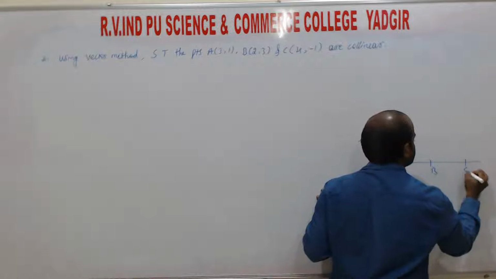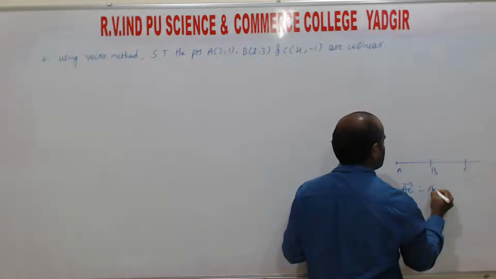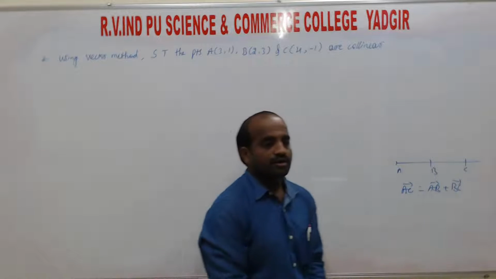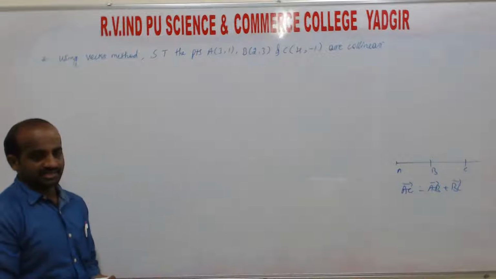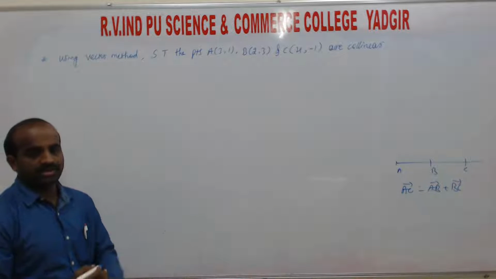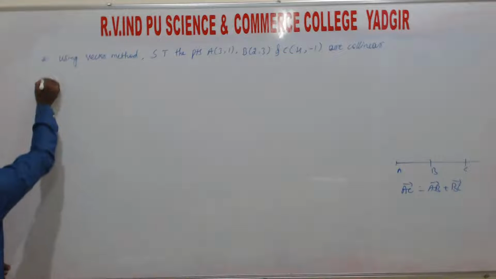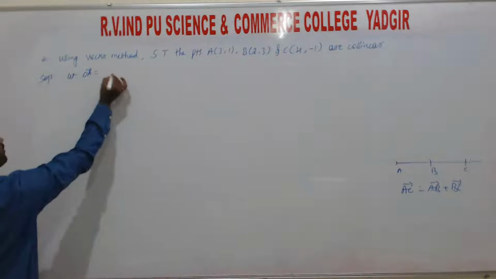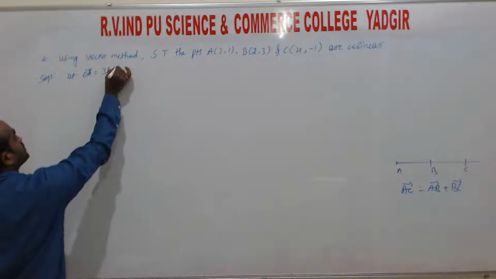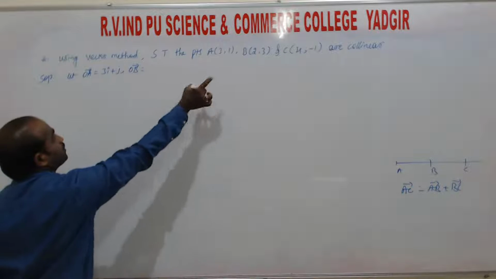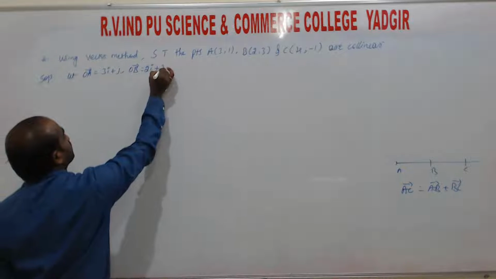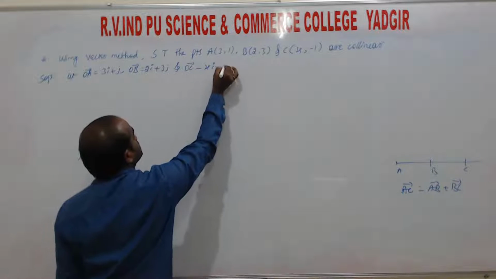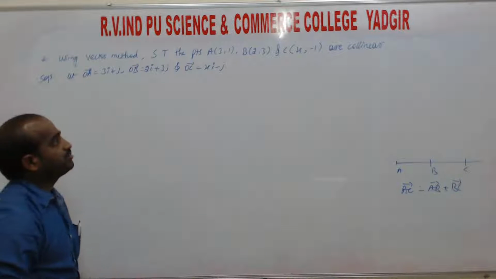A, B, C. Now the vector AC is equal to vector AB plus vector BC, or AB equal to BC plus AC, or BC is equal to AC plus AB. Anyone satisfied? Using the vector method, first you write the position vectors. OA vector is 3i plus j, OB vector is 2i plus 3j, and OC vector is 4i minus j. Find out AB and BC.